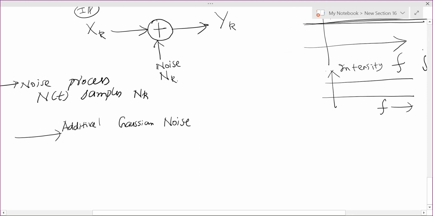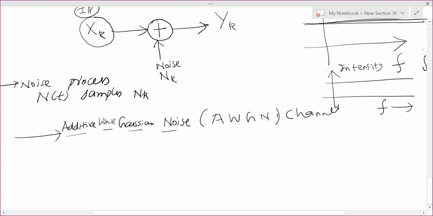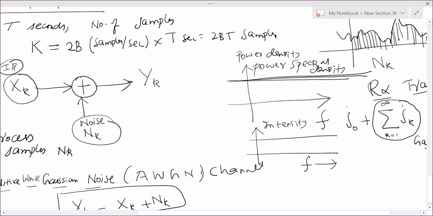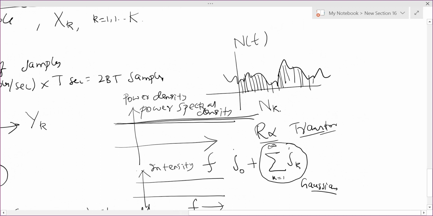Now, additive, this is the reason for the name additive white Gaussian noise, the AWGN channel. Input x of k gets corrupted by a noise n of k. How does it get corrupted? In an additive way, it gets added up. So your yk can be written as xk plus nk. Now there is one important thing. Although you are sampling this noise in the time domain, the values it can take are any value. So nk is a continuous random variable.